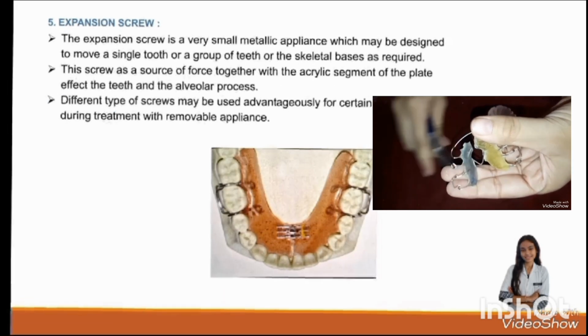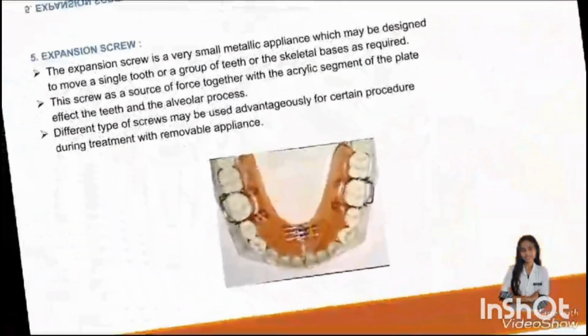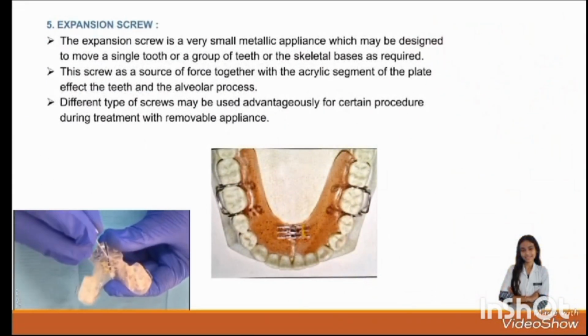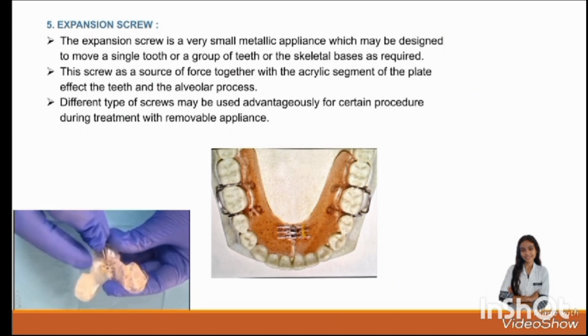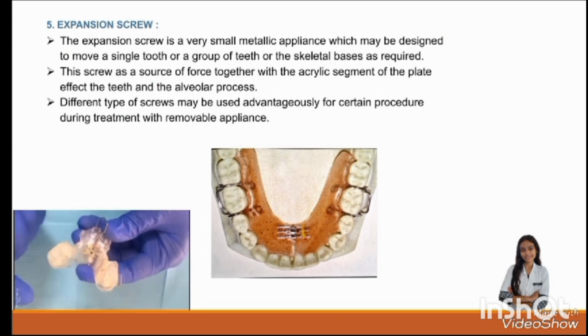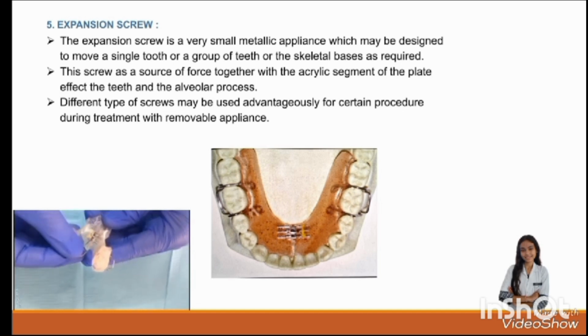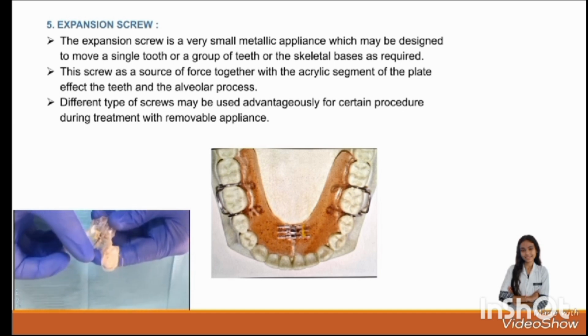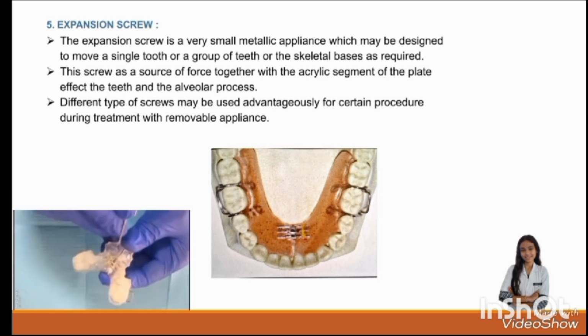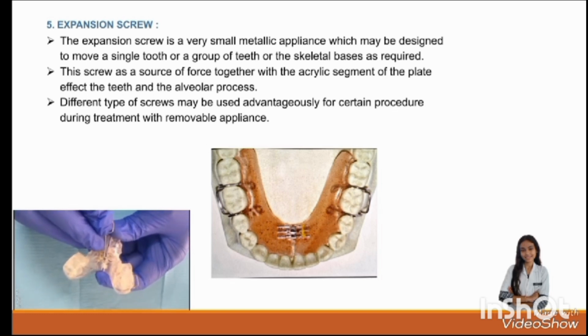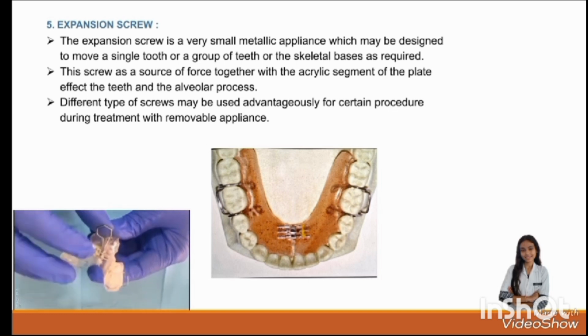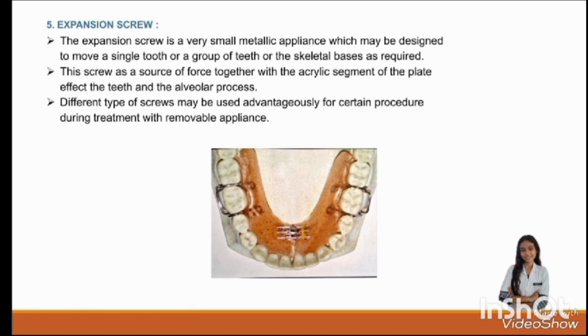Fifth one is expansion screw. Expansion screw is a very small metallic appliance which may be designed to move a single tooth or group of teeth or skeletal bases as required. This screw is the source of force which together with the acrylic segment of the plate affects the teeth and alveolar process. Different types of screw may be used advantageously for certain procedures during treatment with removable appliances.